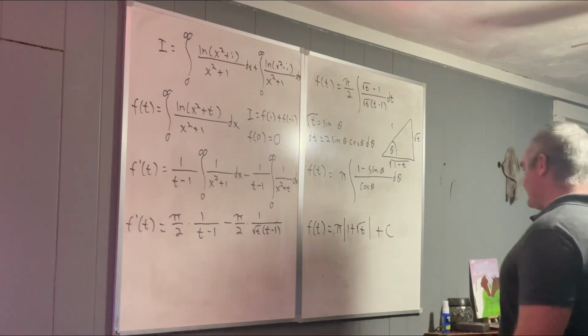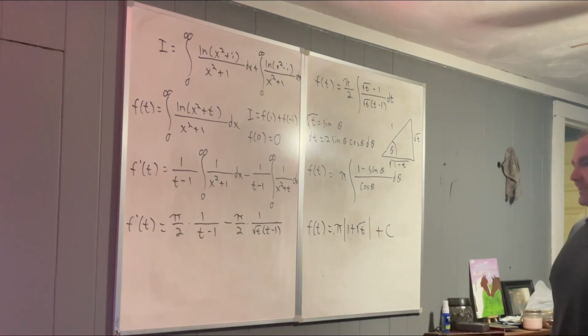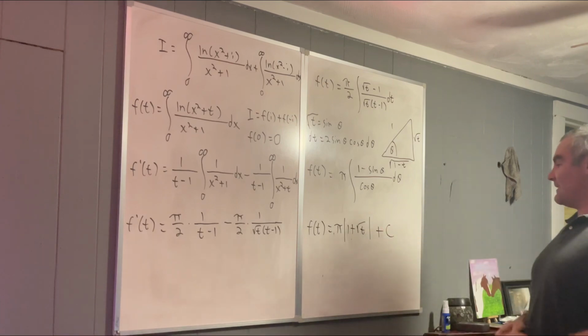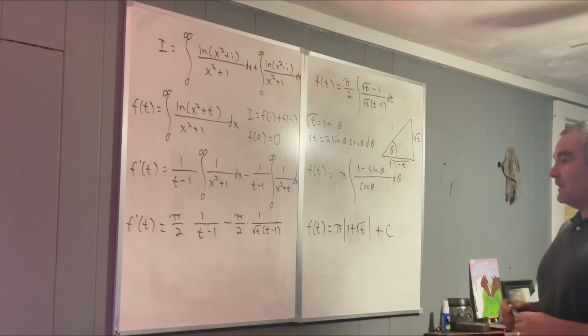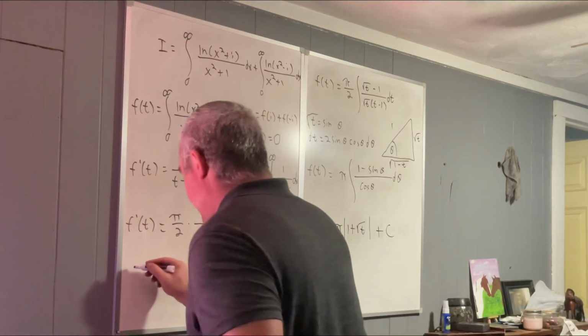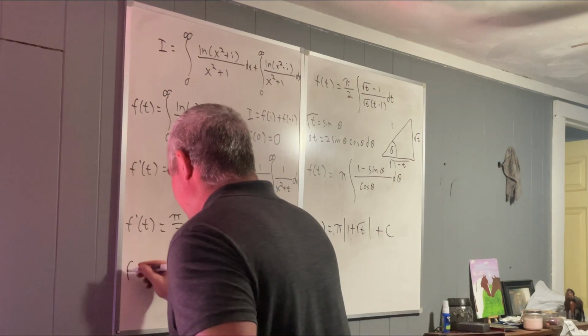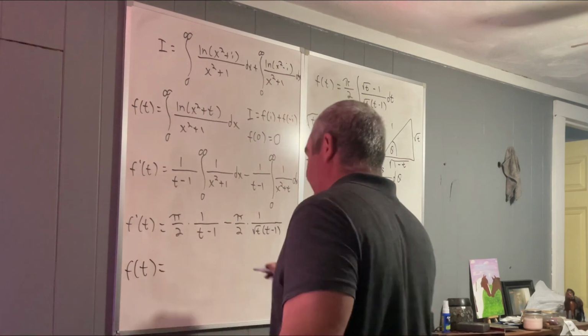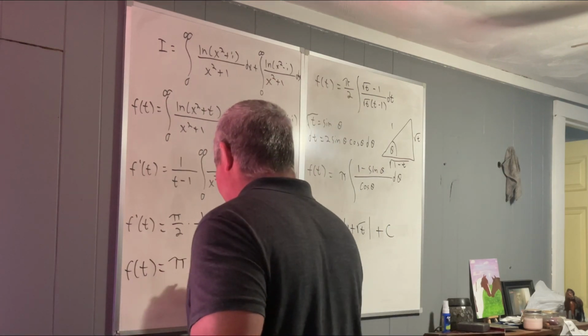You need that plus c. Most of the time you need the plus c. You always have to account for it. It turns out in this case that since f of 0 is equal to 0, it's pretty easy to see that c is 0. So we'll just go ahead and put our f of t. The final value for f of t is simply equal to pi.